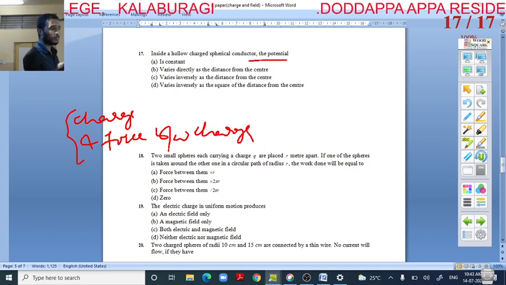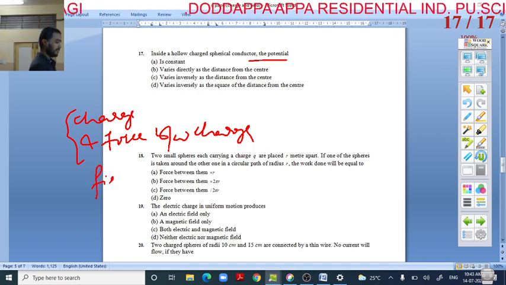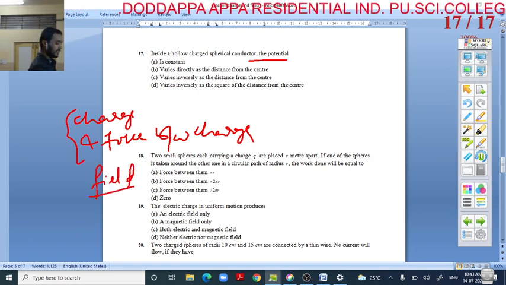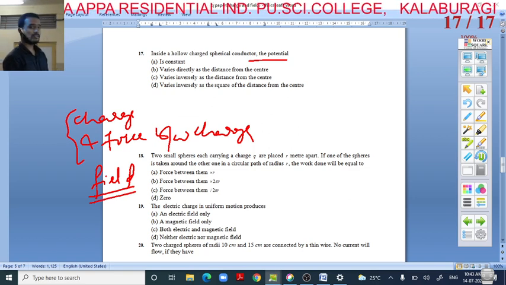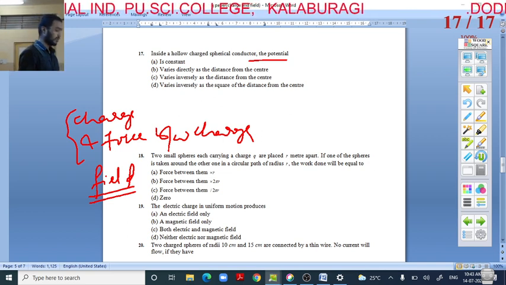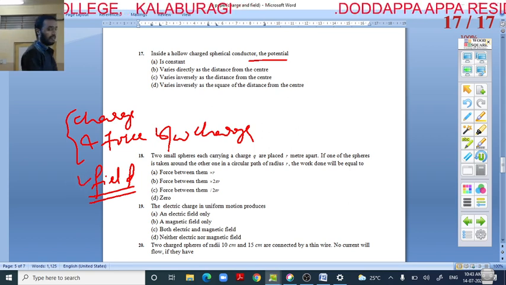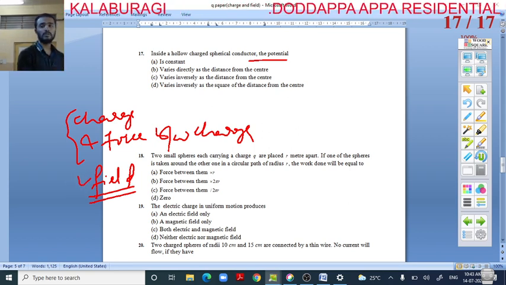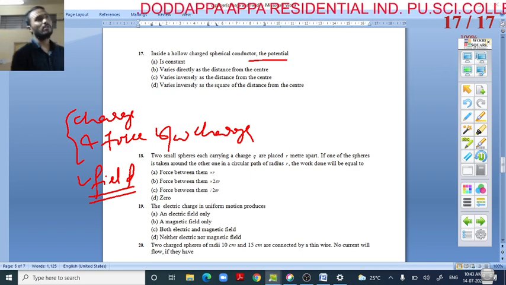Still we have to discuss field. Already we have done the synopsis on field. So in the next class, before going to the potential, first I will discuss the questions on field. After that we will go for the potential, right? Okay, thank you.